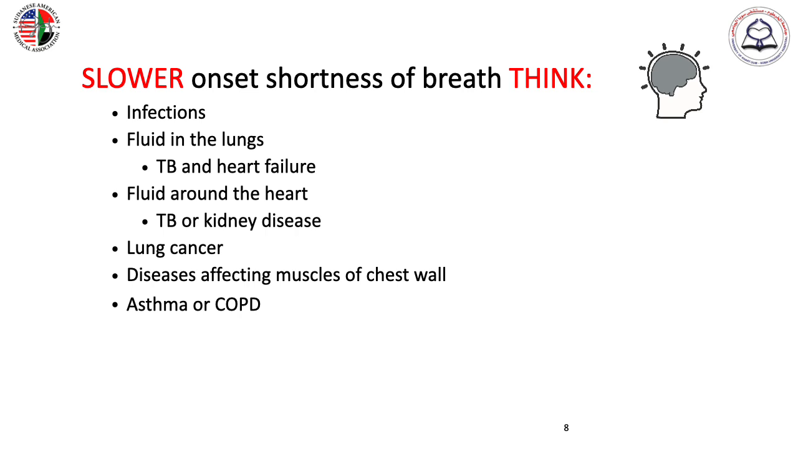Patients with cancer can have accumulation of fluid in the pleural sac and in the pericardium. Also, if the tumor mass is very large, it can replace the lung tissue. Diseases affecting the muscles and chest wall, as in Guillain-Barré, myasthenia gravis and dystrophies. Don't forget asthma and COPD.